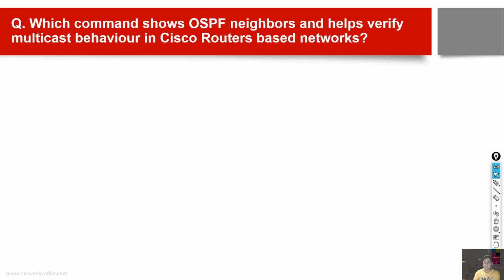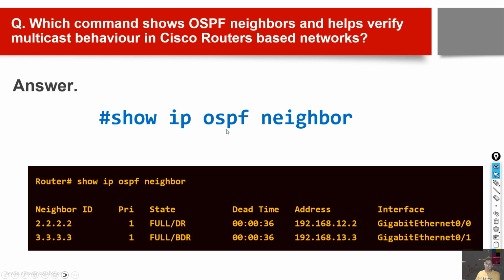So here he is asking which command shows the neighbors and helps to verify. Definitely the command is show ip ospf neighbor. This is a sample output of this command, and it shows us different parameters. For example, the interviewer might ask, what is the meaning of neighbor ID here? Definitely it is the router ID of our neighbor.